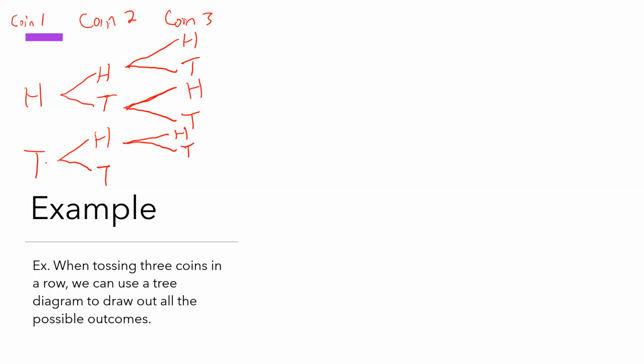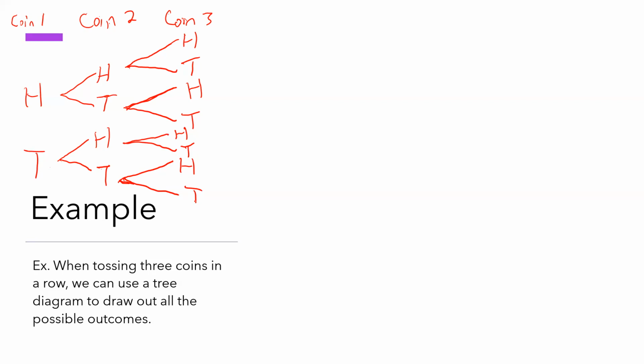And finally, I have the tail, tail, and from this last branch here, I have 2 more branches that come from it. So I could have the tail, tail followed by the heads, and then I could also have the tail, tail followed by the tail. So what this does is it visually shows me all the different outcomes.